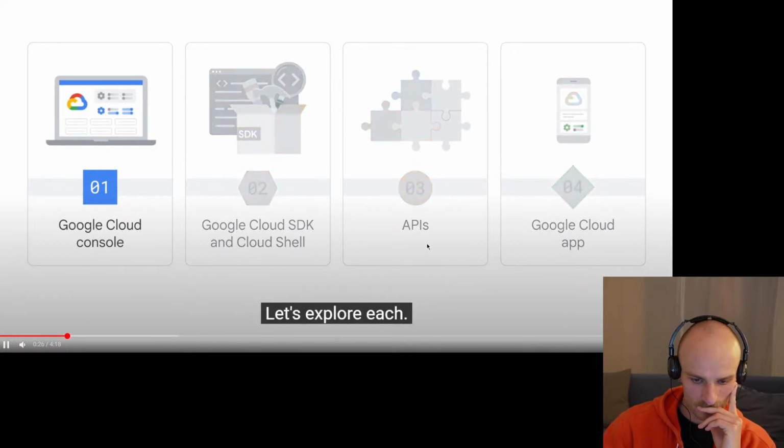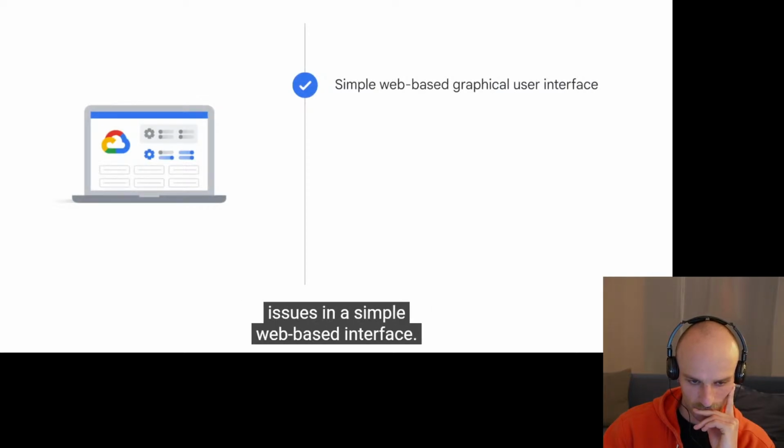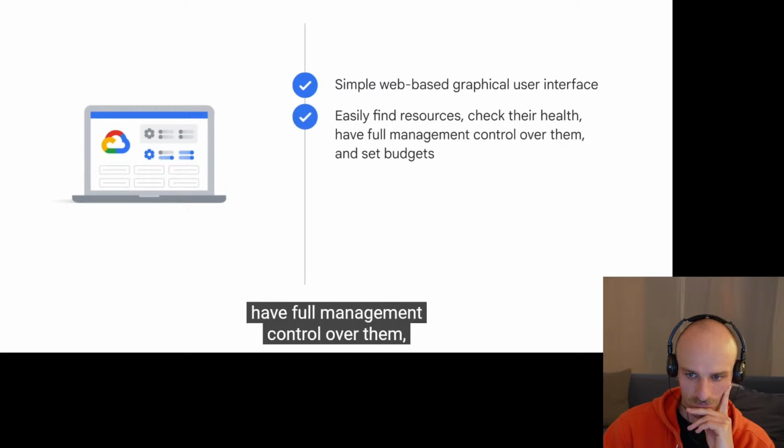Let's explore each. The first is the Google Cloud Console, which is Google Cloud's graphical user interface, or GUI, and it helps you deploy, scale, and diagnose production issues in a simple web-based interface. With the Google Cloud Console, you can easily find your resources, check their health, have full management control over them, and set budgets to control how much you spend on them.